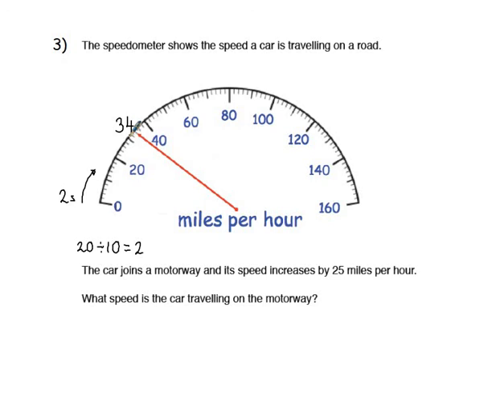Like it said then, the speed now increases by 25 miles per hour. So if it increases, we've got to add on another 25. So we've got 34, add 25. Well, 30 add 20 is 50, 4 add 5 is 9. So 59 miles per hour.